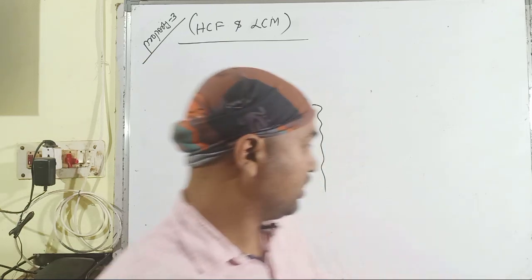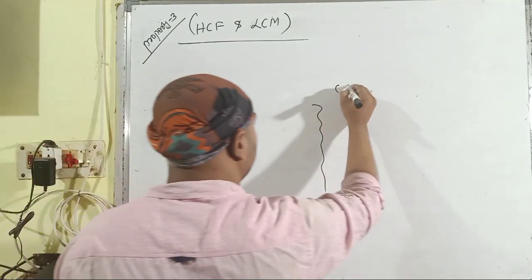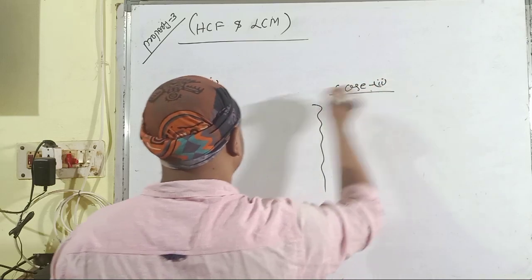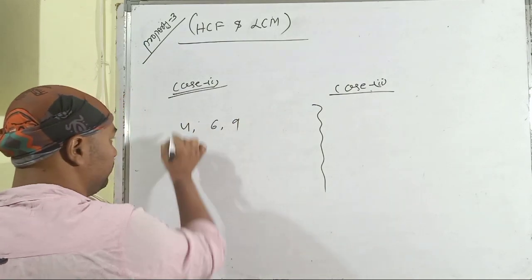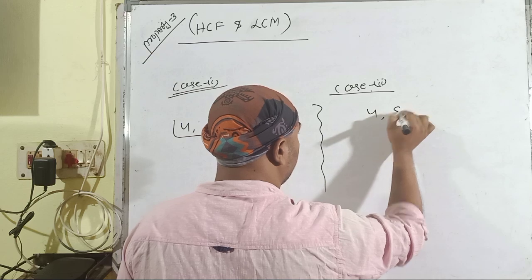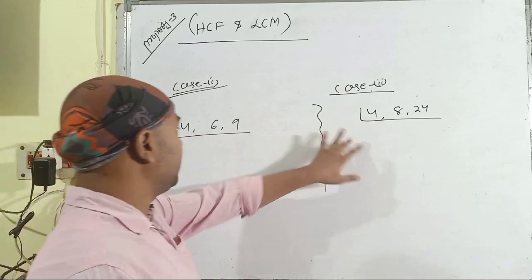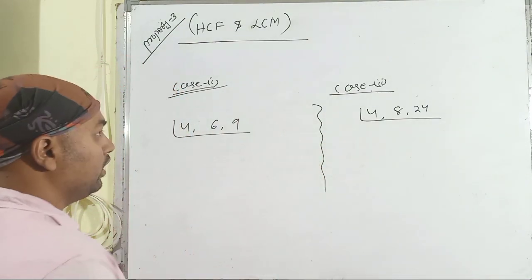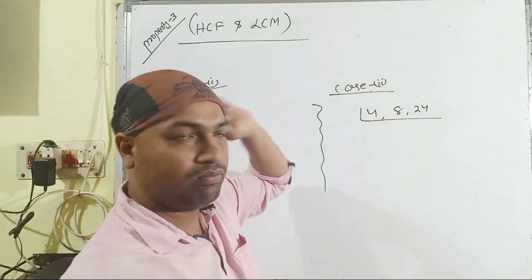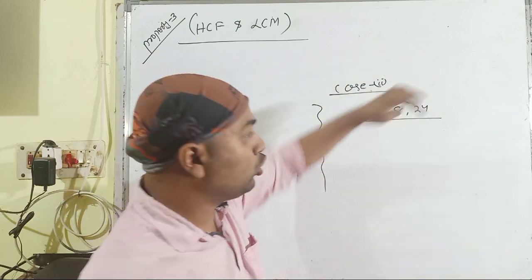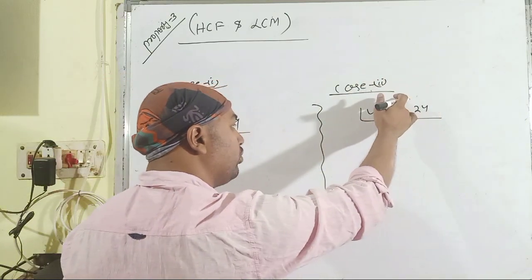of the natural number set. Considering 2 cases here, in the set of natural numbers, suppose I have taken here 4, 6, 9 and here it is 4, 8 and 24. You can say that both of the cases are different from each other, because in the second case, 8 is a multiple of 4, 24 is a multiple of 8, so 24 is also a multiple of 4. That means the greatest number is a multiple of the smallest number.